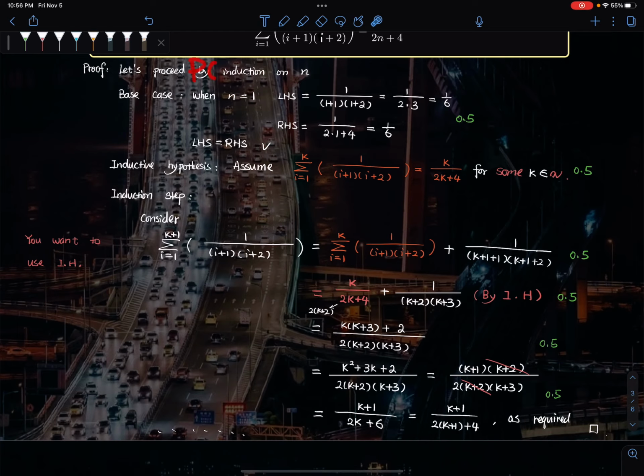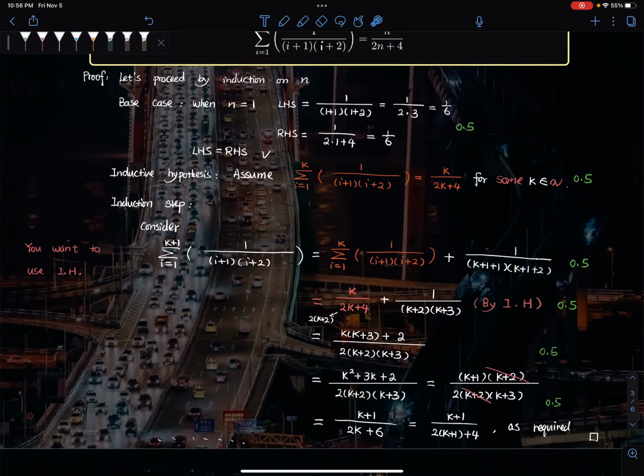So for example, if you have Pn, you use Pn here and you say assume Pk is true for some k natural number, then how is this marking scheme going to change? Nothing's going to change. It still looks the same. But if you write Pk and you did not define your Pn, you won't get this 0.5. You'll lose 0.5 for not defining or getting the wrong Pn. That's how it works. Yeah, basically.